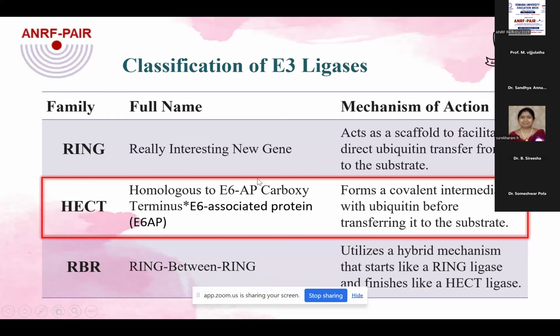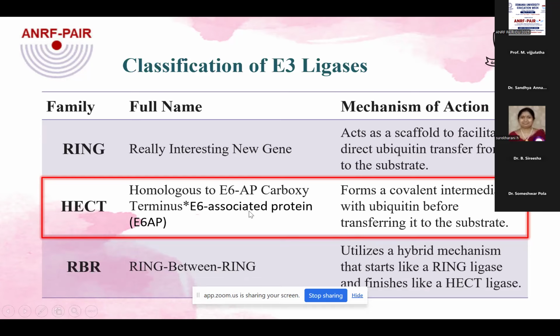So these E3 ligases are classified into 3 families. That is the RING, really interesting new gene, which acts as a scaffold to facilitate the direct ubiquitin transfer from the E2 to the substrate. And then the HECT, that is homologous to E6 associated protein carboxyl terminus, which forms a covalent intermediate with the ubiquitin before transferring it to the substrate. And the other family is the RING between RING, also called RBR. So it utilizes a hybrid mechanism that starts like a RING ligase and finishes like the HECT ligase.